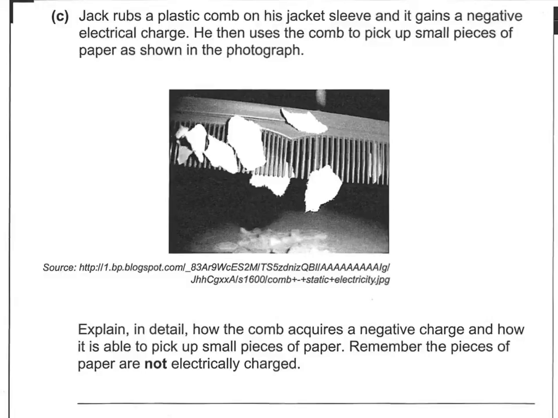So you need to explain, firstly, that the electrons are going from the sleeve to the comb. Secondly, it repels away electrons in the neutral bits of paper, and the attraction to the remaining positive charges dominate because they're closer, and so it can attract and pick up the paper.